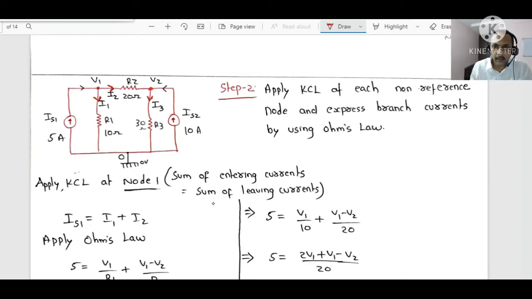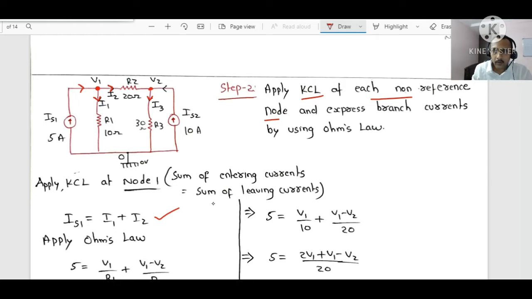Step 2. Apply KCL at each non-reference node. Now we have indicated the node numbers and the voltage variable names. Now apply KCL here. What is the entering current? IS1 equal to I1 plus I2. Very simple, at this node. Clear.